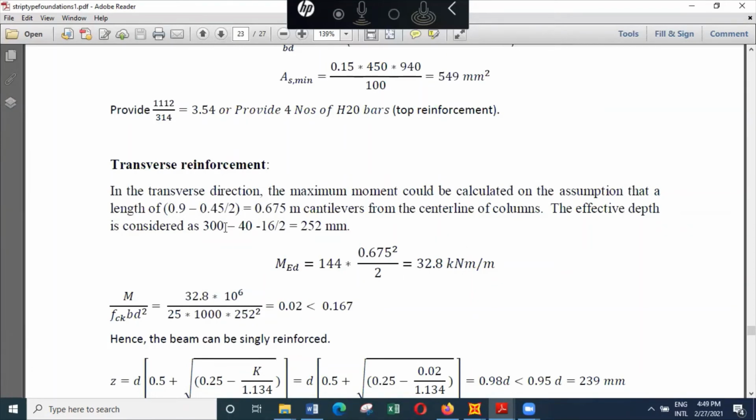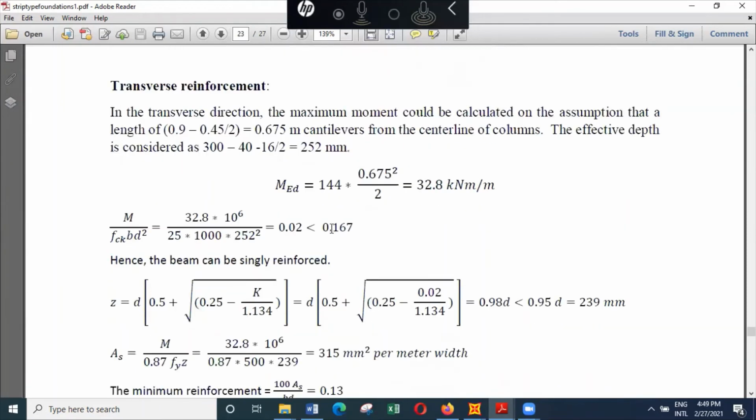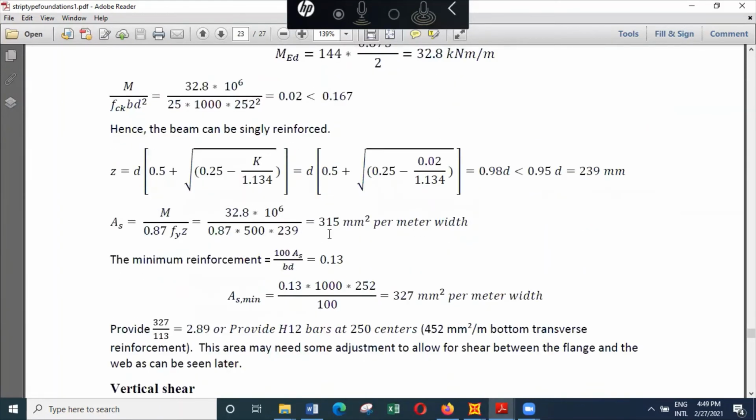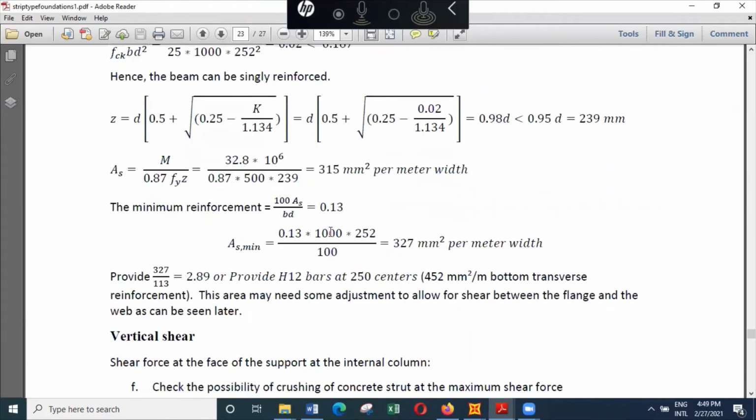And with a 300 millimeter thickness with 40 millimeter cover, you get an effective depth of 252, which means there's no problem with the outstand. That is the flange section, there's no problem. And you can see what you need is only about 12 millimeter bars, because we need only a very little reinforcement in the flange, and that's the usual experience when you get low bearing capacities.